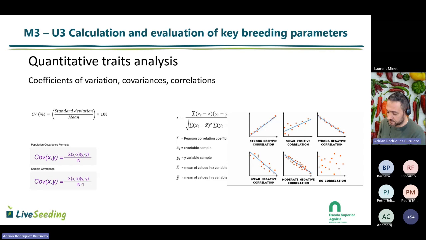Why is this parameter important for geneticists and breeders? Okay, think you are a breeder working on yield. You are interested in increasing yield as much as possible, but also quality, or sugars, or taste of your fruits are important. And imagine that both traits are negatively correlated.